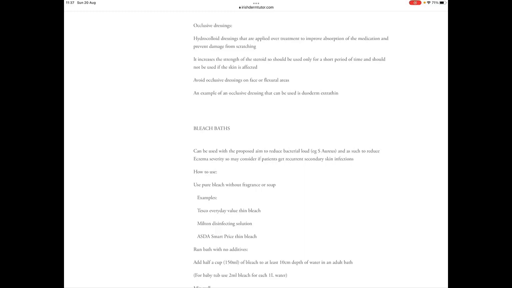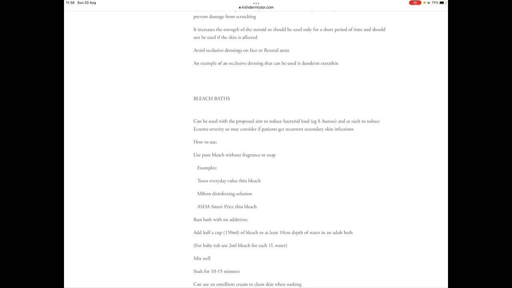So these are often hydrocolloid dressings. You apply the steroid and then you put them on top, and you leave them on for a period of time and then remove them. Again, you should avoid occlusive dressings on the face or flexural areas, and one example of an occlusive dressing that is often used is Duoderm Extra Thin.